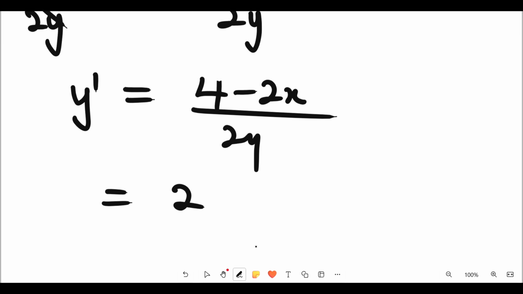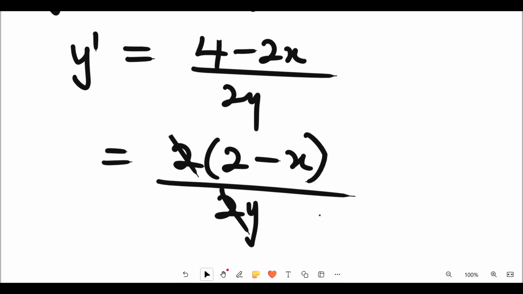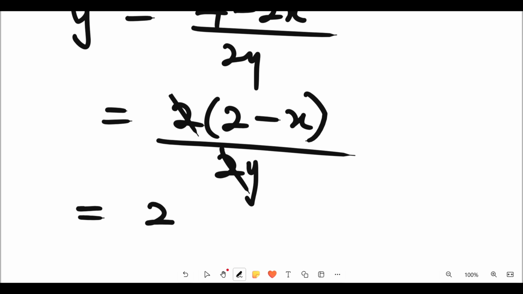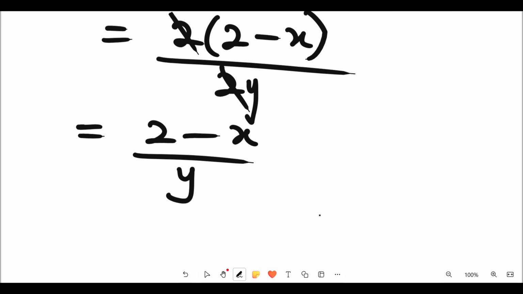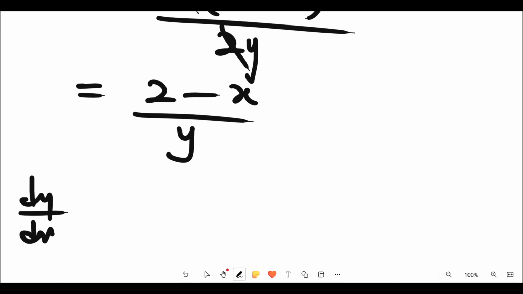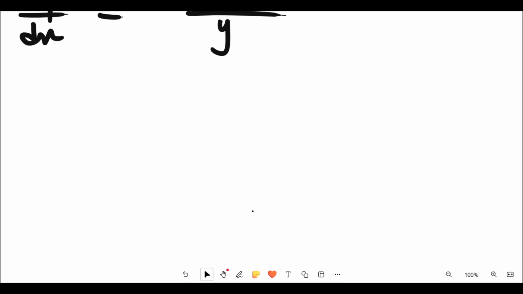Then we can simplify it. We get 2 as the highest common factor of the terms in the numerator. So here will be 2 minus x, then you divide everything by our 2y. We see that these two divide these two, and we'll be left with 2 minus x divided by y. So this becomes our dy dx. Therefore, our dy dx is equal to 2 minus x over y. All right. Let's take another example. So we have example D.